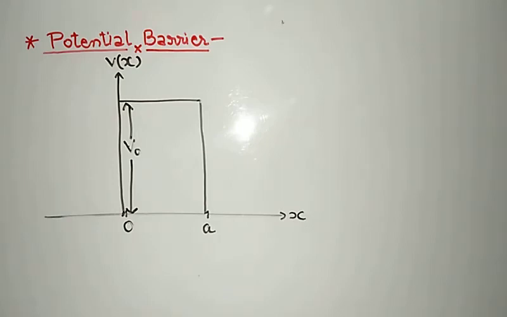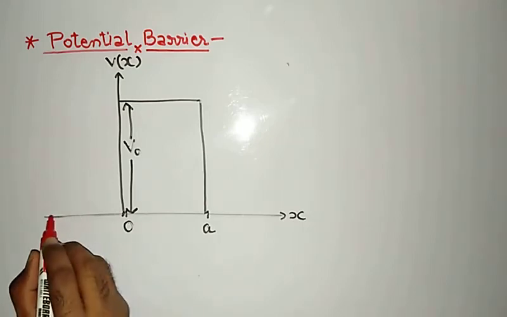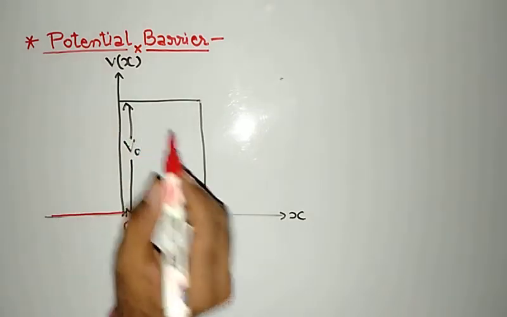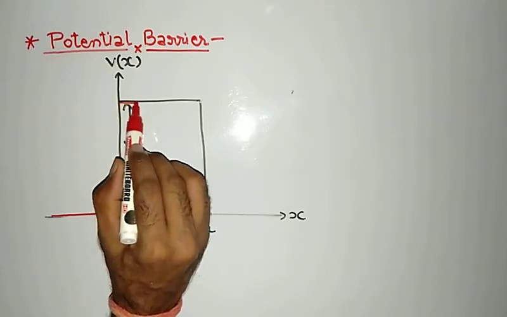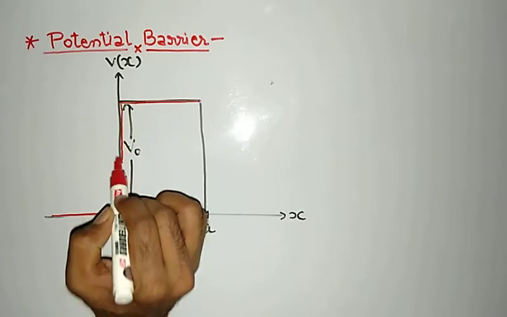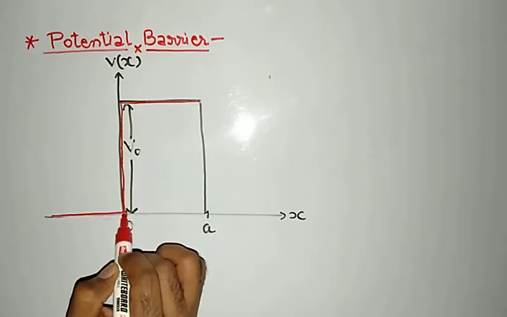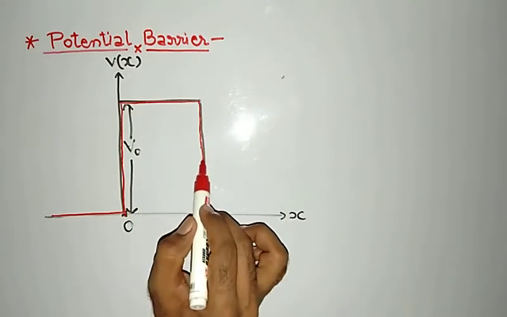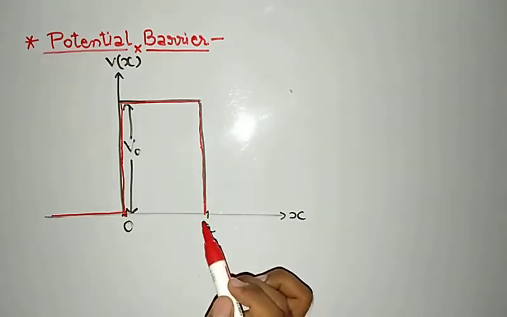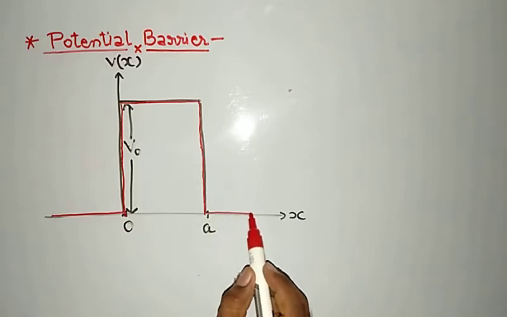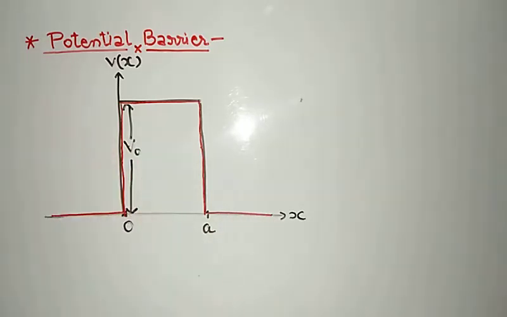I want to draw by showing red lines the actual potential shape. This is here. This one, making an outline for clearance. So, this is what is represented by the red line, showing the potential barrier.